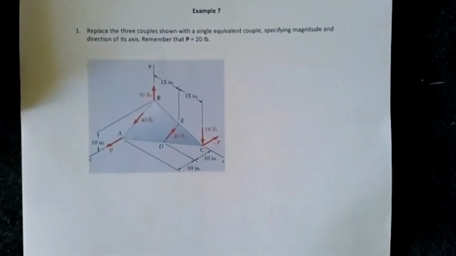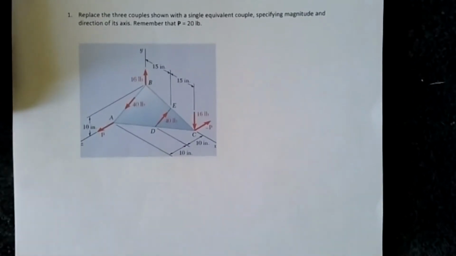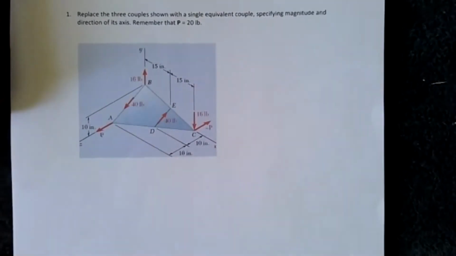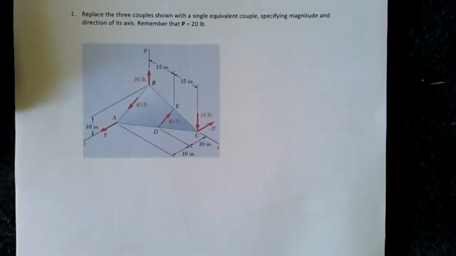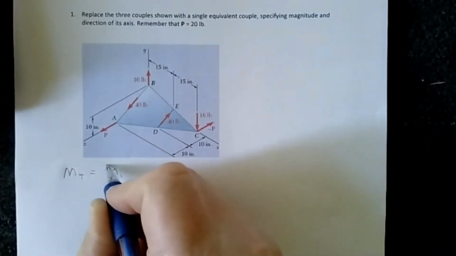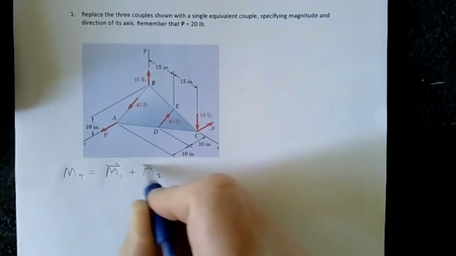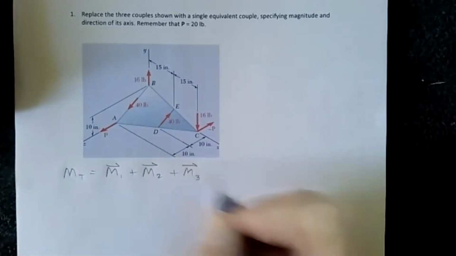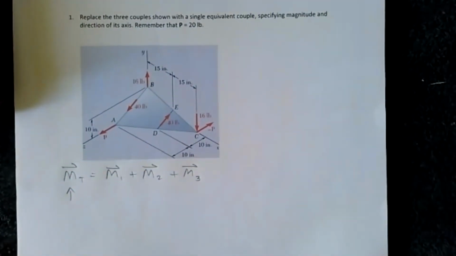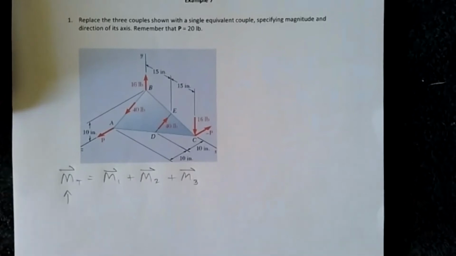So here we go. We have the problem. I printed it out. Maybe it'll be a little easier to see. So let's go ahead and work this thing out. The first thing, we want the total moment. That's going to equal M1, these are all vectors, plus M2 plus M3. So we're trying to find the single equivalent couple. Notice there's no force because all the forces cancel. If you add all the forces together, the sum of the forces is 0. So that's why there's no equivalent force in this.